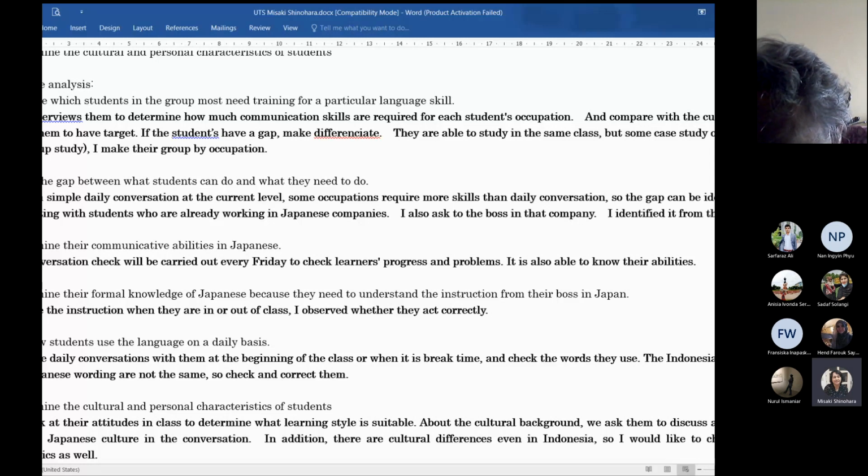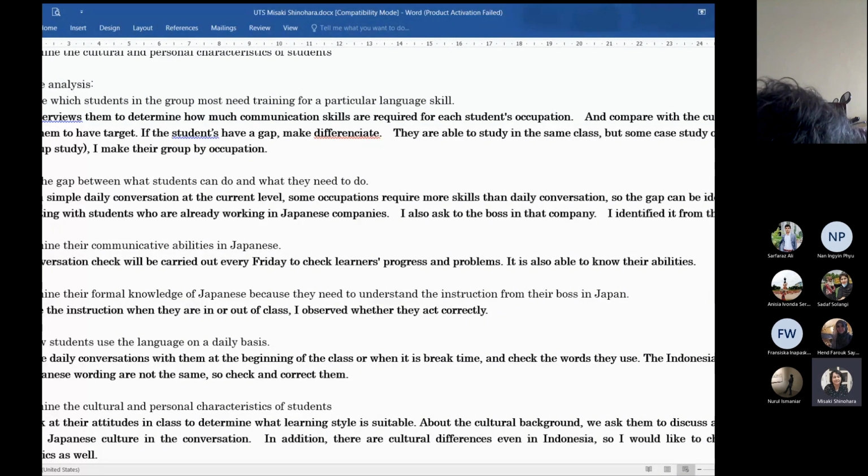If the students have a gap, I differentiate. So if they have a gap between what they study and what they can do, and also between students, I have to differentiate. They are able to study in the same class, but in some cases, case study or role play and pair or group study, and I make their groups by occupation. So if I have group study, I will put the same occupation in one group.